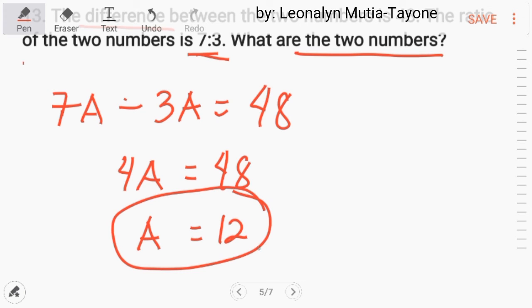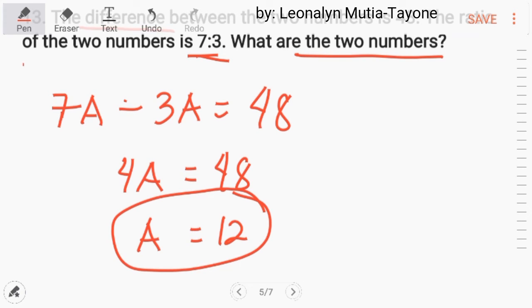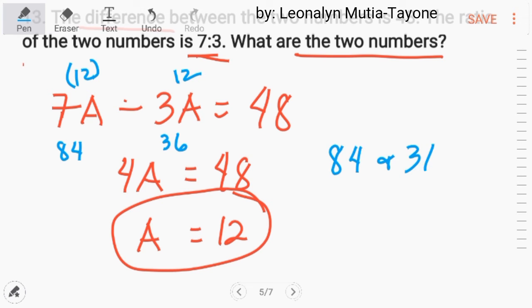So, the answer here is 7 times 12. 7 times 12 equals 84. And this one is 3 times 12, and that is 36. So, the numbers are 84 and 36. Kung i-check natin, 84 minus 36, and that is 48.